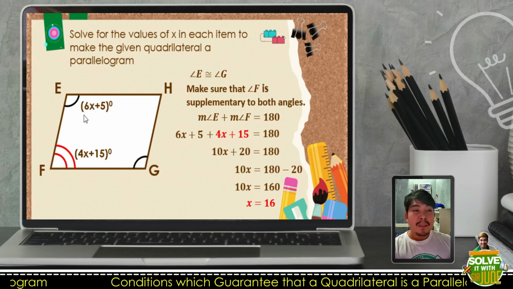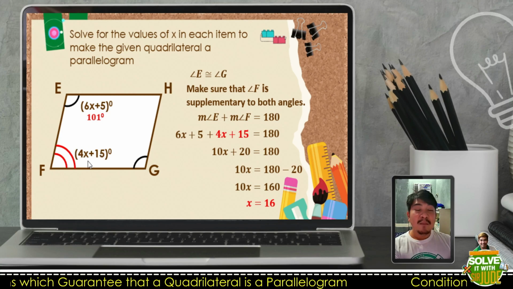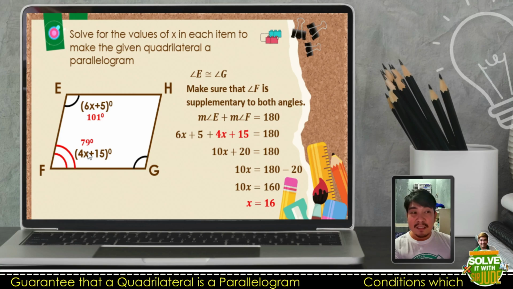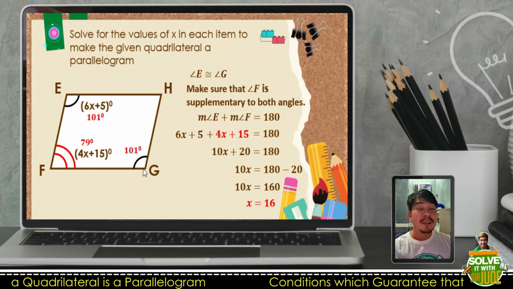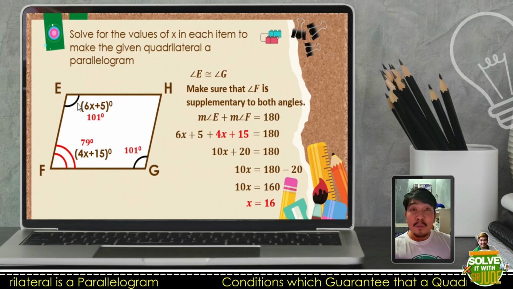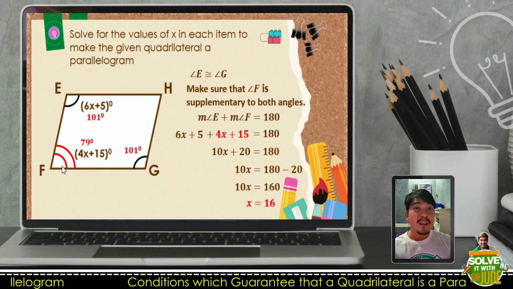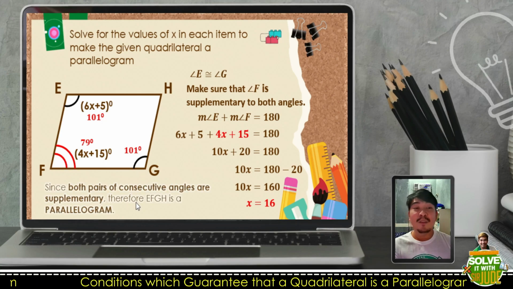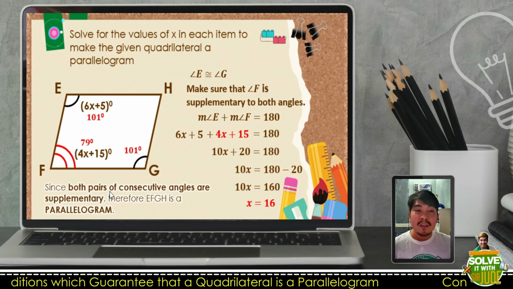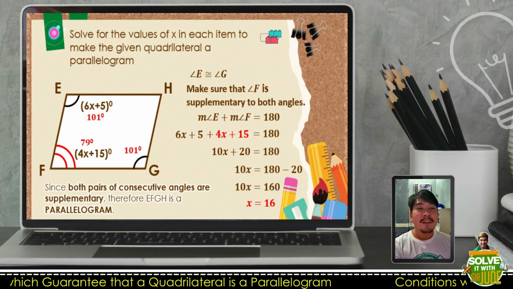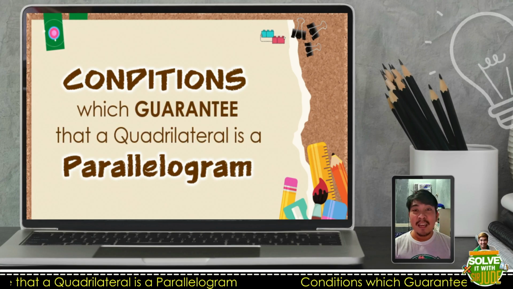Let us now substitute. So 6 times 16 plus 5, that will be 101. And for this one, 4 times 16 plus 15, that will become 79 degrees. Again, since angle E is congruent to angle G, therefore angle G is also 101 degrees. If you can see, the first pair of consecutive angles E and F are supplementary. At the same time, the second pair F and G are also supplementary. So therefore, we can say that this EFGH is a parallelogram since both pairs of consecutive angles are supplementary. So we are now through with the conditions which guarantee that a quadrilateral is a parallelogram.